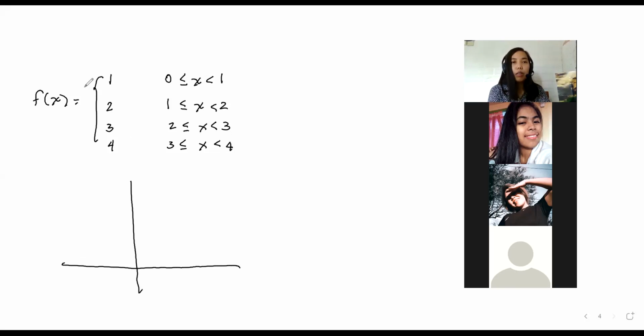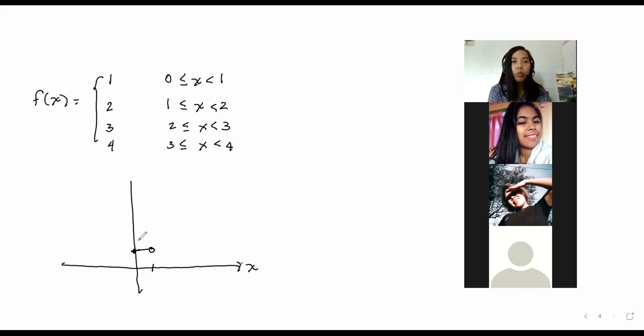I-graph lang natin itong given. So, the value of y is 1 and the value of x is between 0 and 1. Okay? So, it's close to 0. Diba, laging close yung nasa left side. And it's open to 1. Again, ang value ni x ay sa pagitan ng 0 at ni 1. Ito yun. Itong part na yun. The value of y is 1 if the value of x is between 0 and 1. So 1. And the value of x is between 0 and 1.